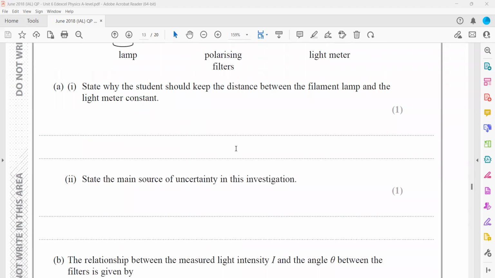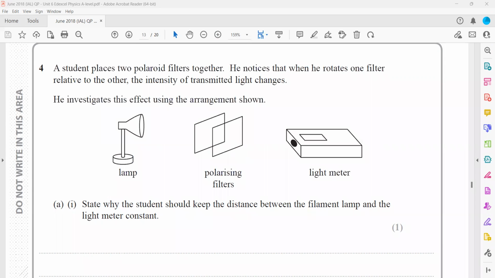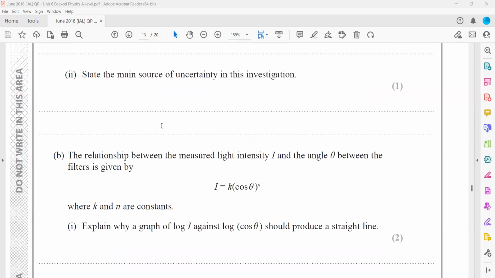State the main source of uncertainty in this investigation. So what is the main source of uncertainty? Maybe in the surroundings we have another light source, maybe sunlight is there. That will lead to uncertainty, and the experiment may not be accurate. So the main source of uncertainty for this experiment may be light from the background, or light from the surroundings.